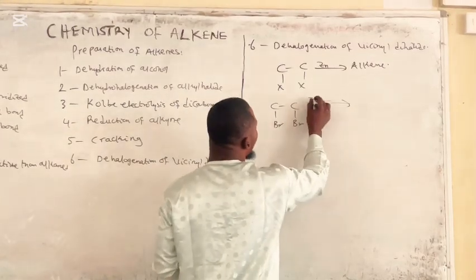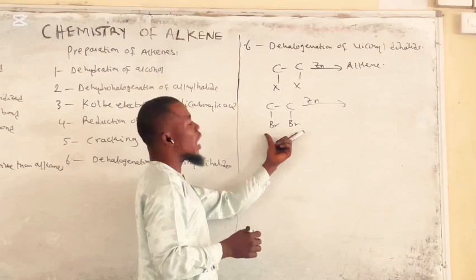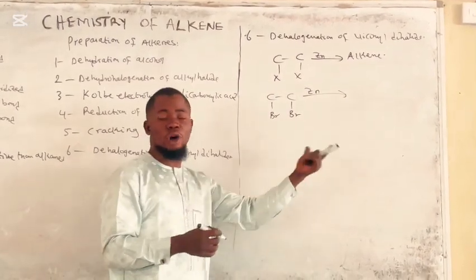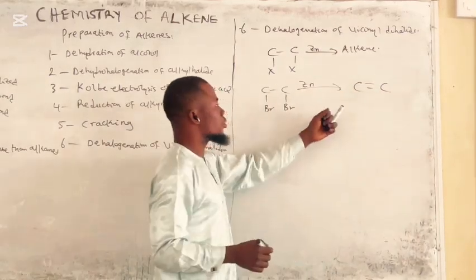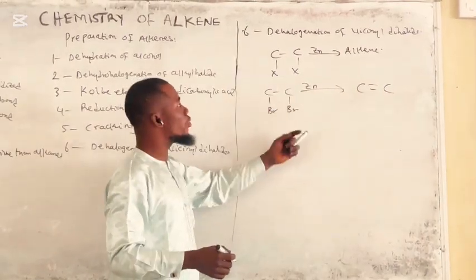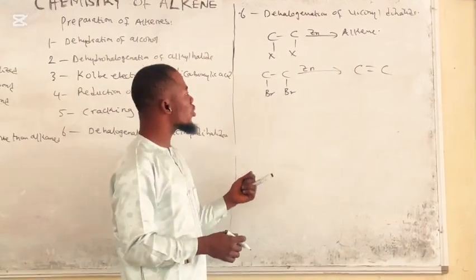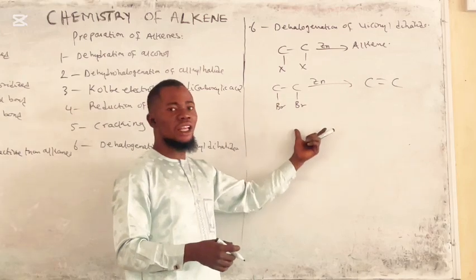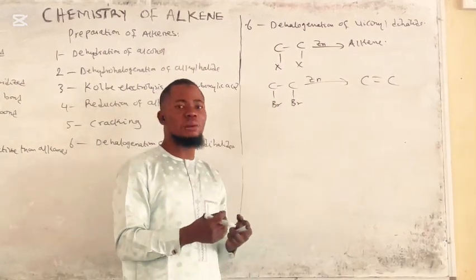In the presence of zinc dust, we are removing both halogens, and we say that anywhere you remove 2 atoms, you introduce a bond, which will now give us ethene. This is how the dehalogenation of vicinal dihalide takes place. In the presence of zinc dust, alkenes are prepared from vicinal dihalide by removal of both the halogens that are attached to the adjacent carbon atoms.